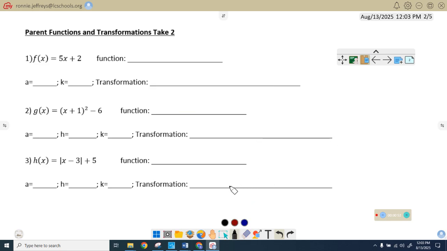So, number one, what type of function is this? Linear. It is linear. All right. And we can kind of tell it's linear from what it's not. We don't see a little squared symbol, and we don't see those absolute value bars. All right. What is our A value?